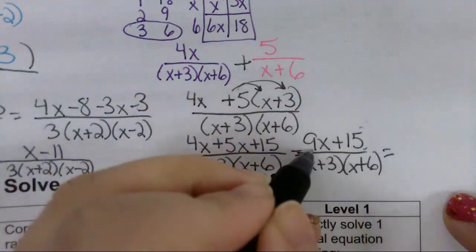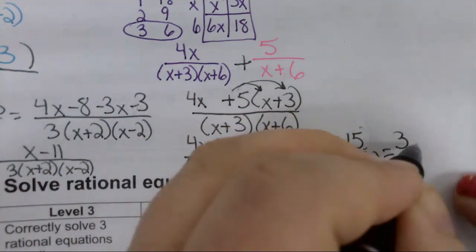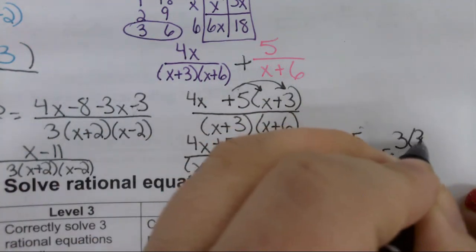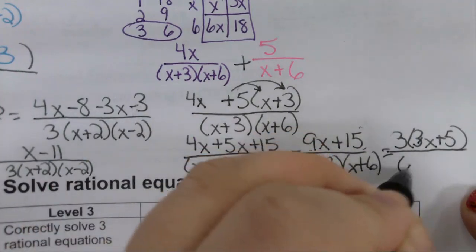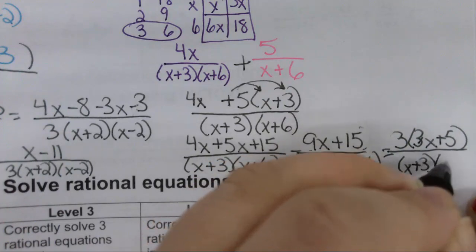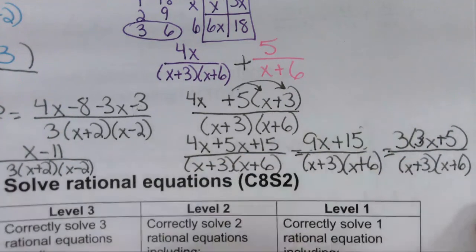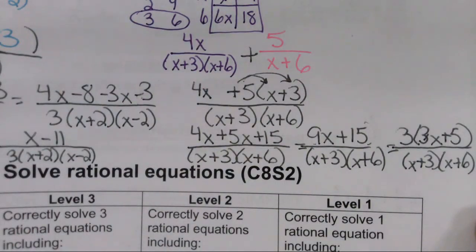So I can take a 3 out of both, and that leaves me with 3x plus 5, and then x plus 3 and x plus 6 in the denominator. Unfortunately, I wasn't able to simplify any further by canceling, but I did factor further for a simplified answer.